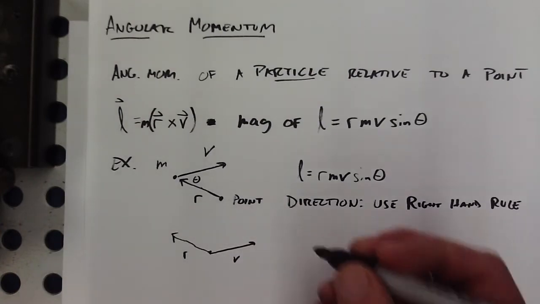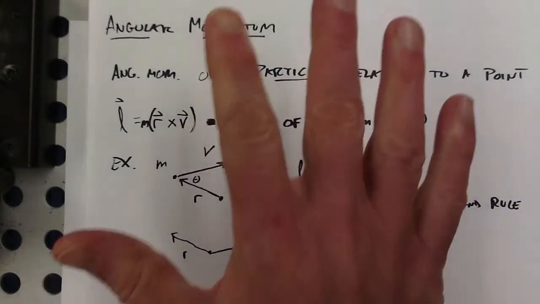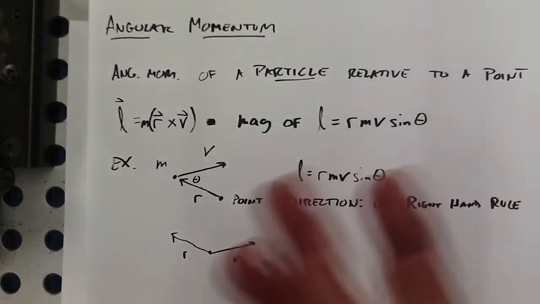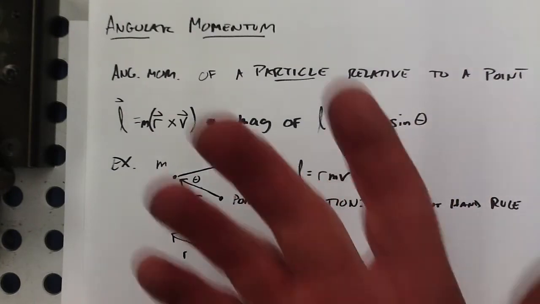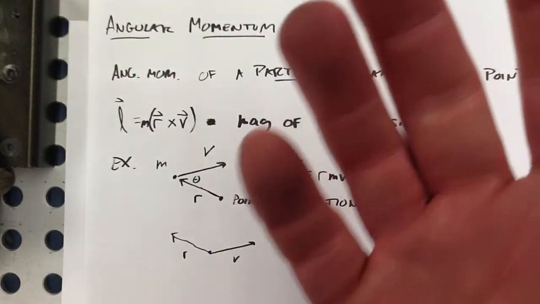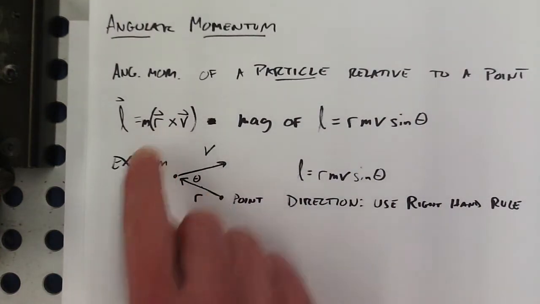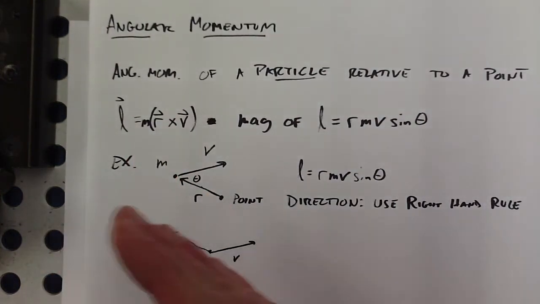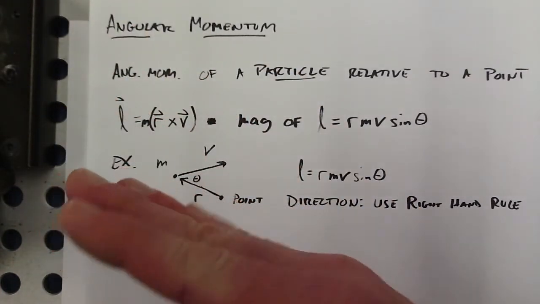You do have to make that move. So you're going to take your right hand. Make sure it's your right hand. If you're left-handed, sorry, it's a right-handed world, as you probably know. So you've got to use your right hand. Since we're doing r cross v, you start by pointing your fingers in the direction of the r vector.